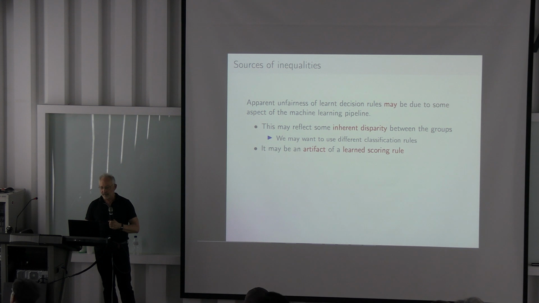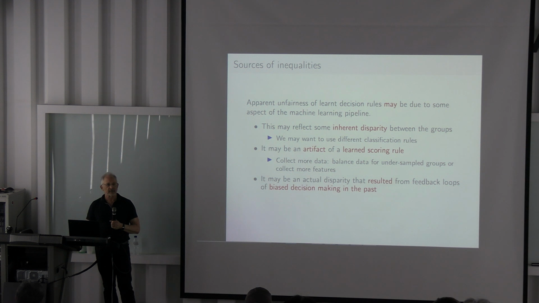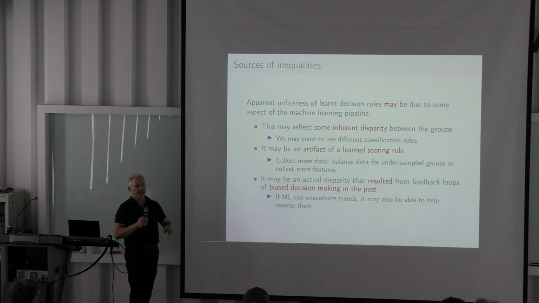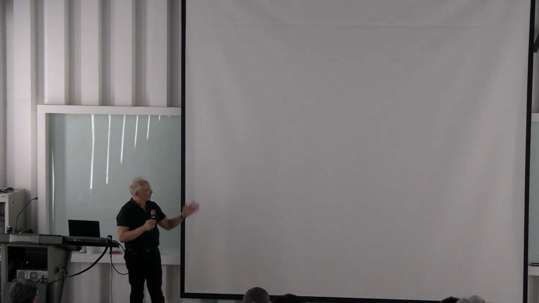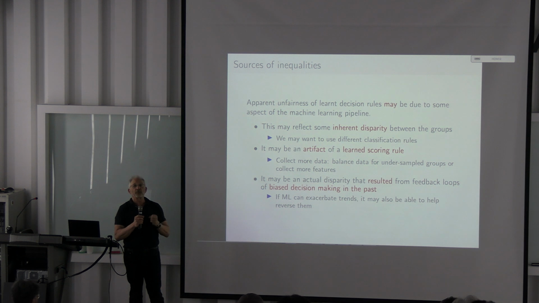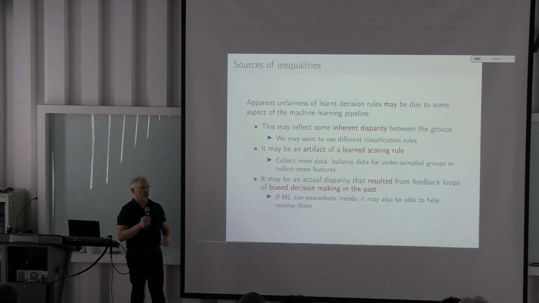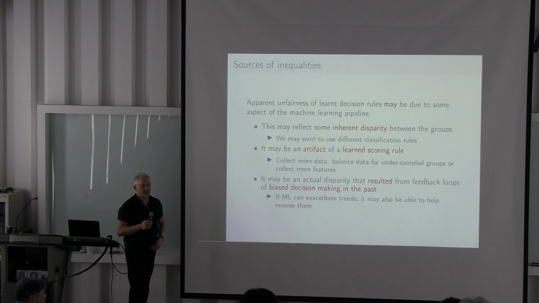Another is an artifact of learned scoring rules. The data that we collected could be biased, and so the unfairness could be the result of unfairness in the past, in labeling the data that we collected. And anyway, there are lots of reasons for unfairness. The question is difficult, and we're running out of time. What I wanted to convince you is that it's a very difficult problem, and it's not just a problem that we can solve with mathematical tools. So, thank you.